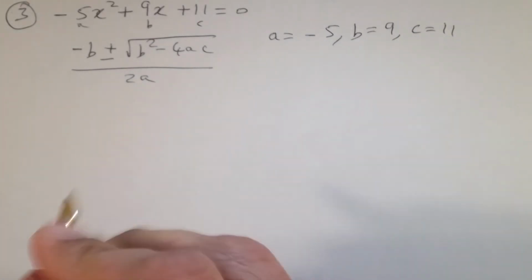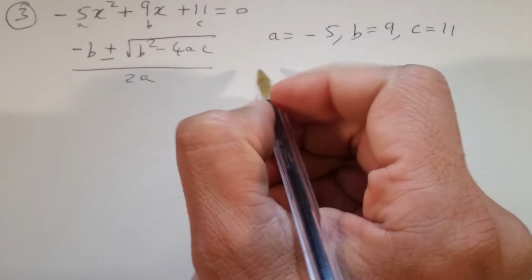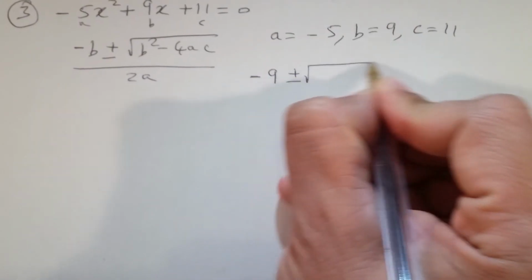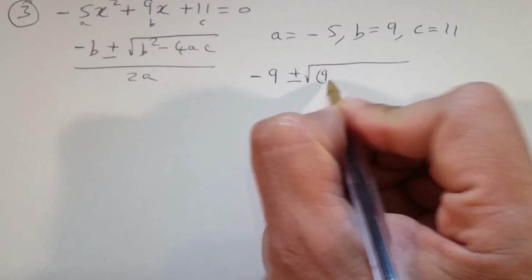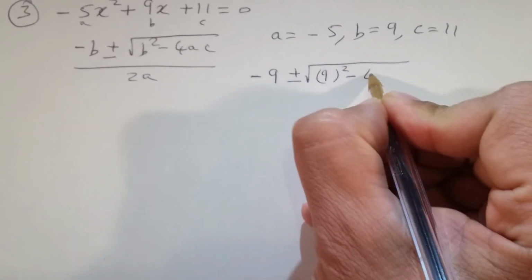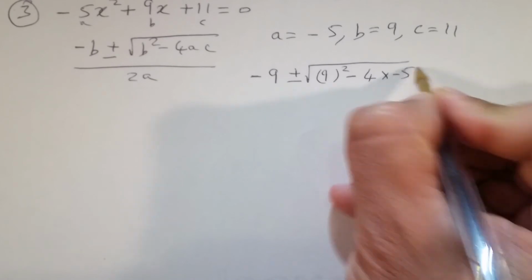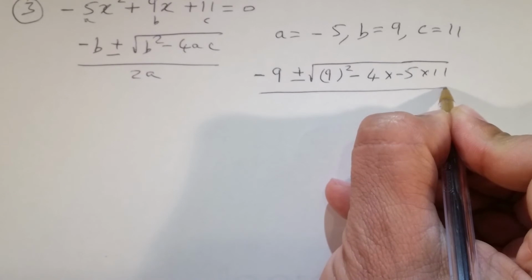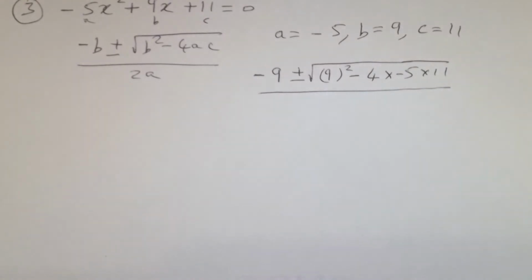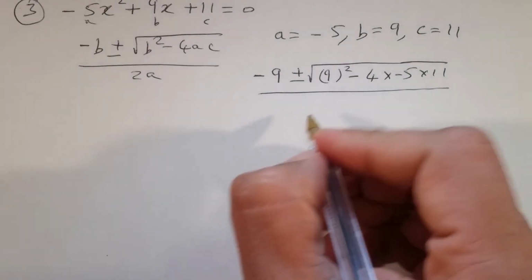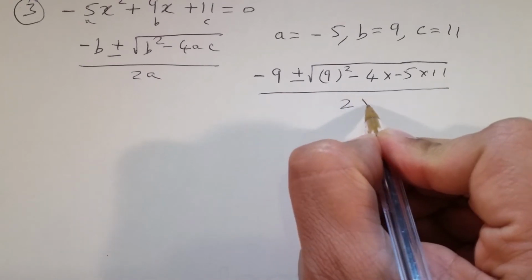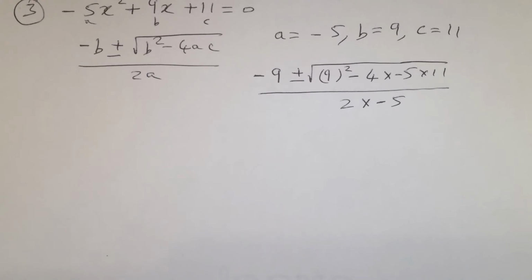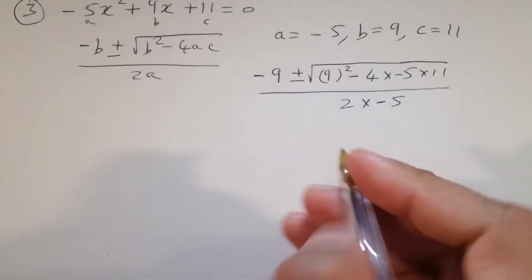Right, let's put them back in the formula. So minus b, which is minus 9, plus minus root b squared, which is 9 squared, minus 4a, which is minus 5, and c. See, if you put it here, you won't go wrong. Be careful, don't rush in these types of questions. And finally 2a, which is 2 times minus 5. If it's a calculator, put this on the calculator and you get the answer.